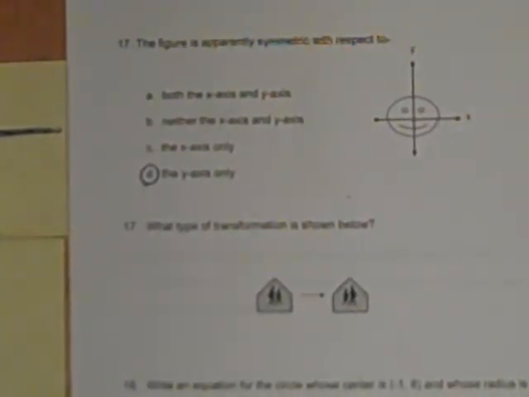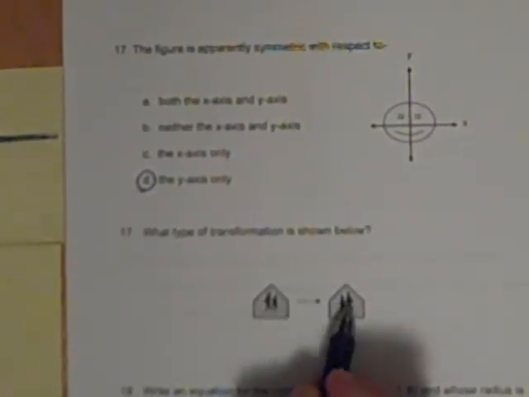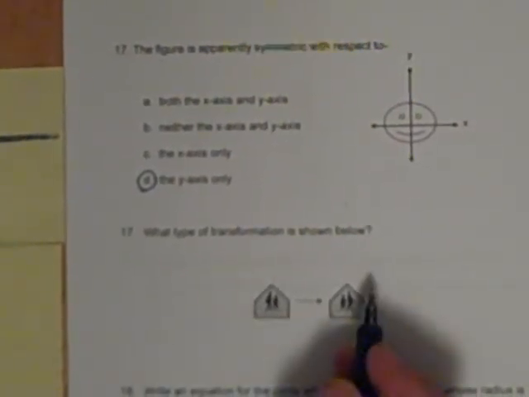17, what type of transformation is shown below? Well, if you look real closely, you'll see that the one in the back is bigger than the one in the front, so it must have been flipped. So a flip is also known as reflection.